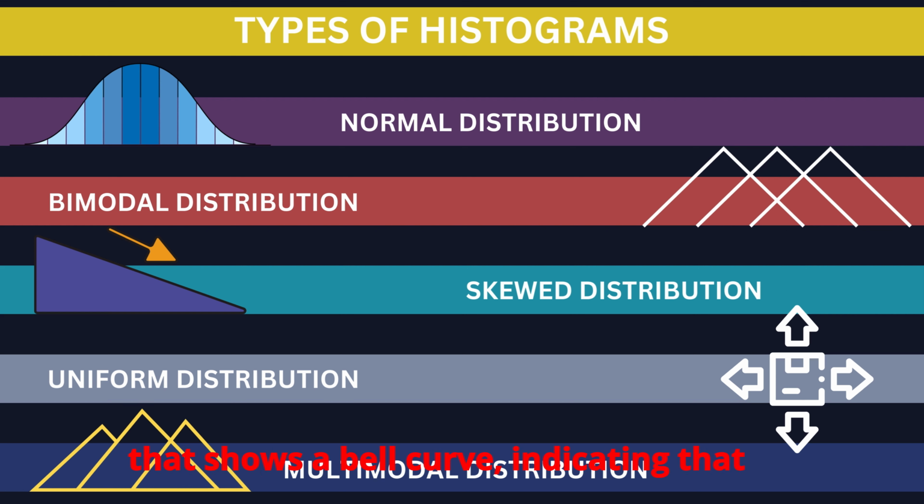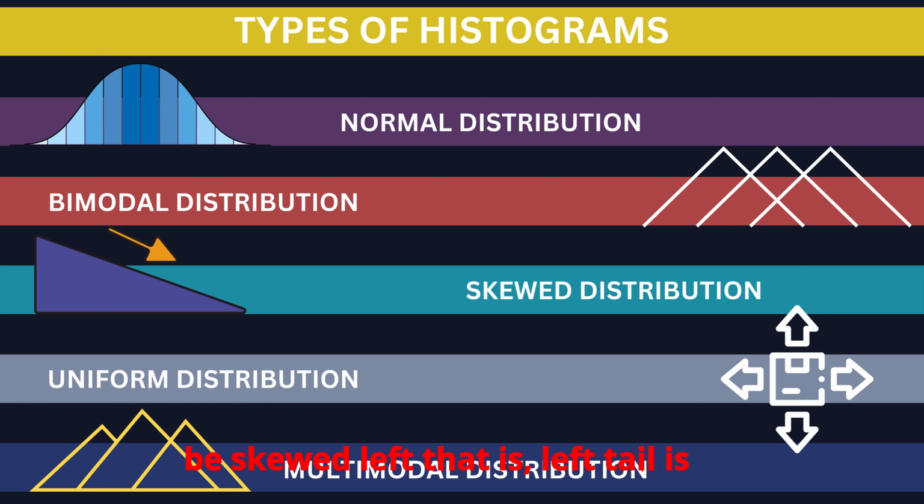Normal distribution shows a bell curve, indicating that most data points are centered around a mean value. This type of histogram is symmetrical. Next is bimodal distribution, which has 2 peaks, indicating 2 commonly occurring values or 2 different groups in the data set. Then comes skewed distribution.